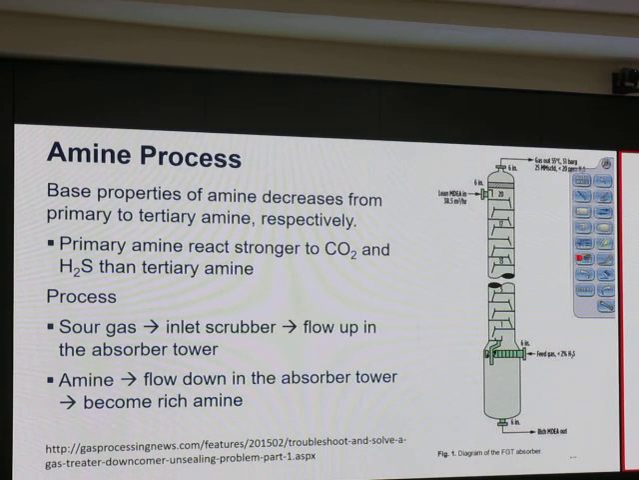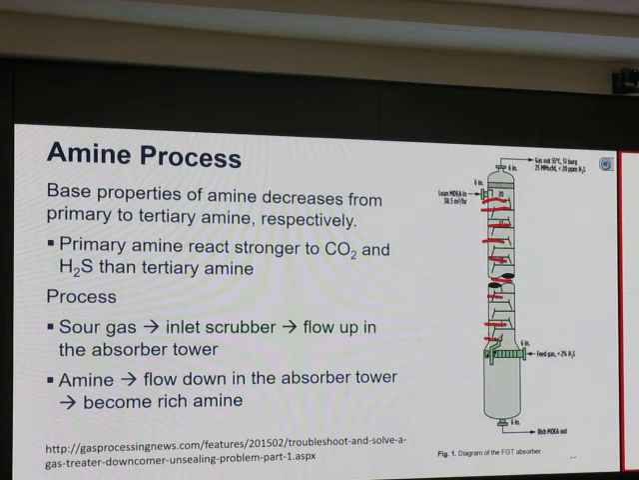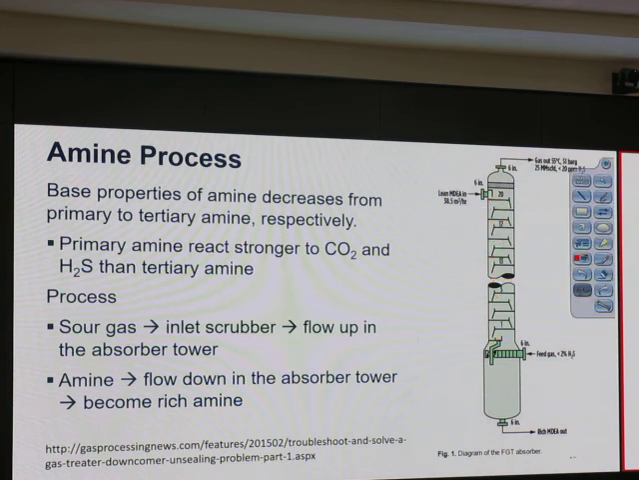How do we use it? We put it in a tall tower that has several trays. And so we flow lean amine, or MDEA, from the top. What is lean amine?